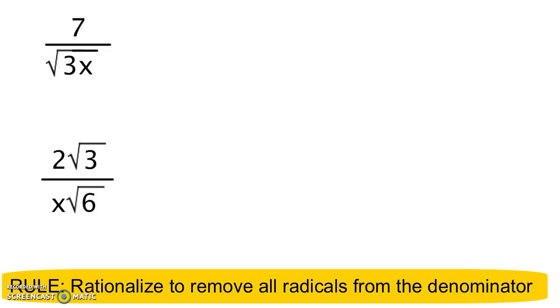The last thing we're going to look at is dividing. We've done the addition and subtraction. The last screen was multiplication. For dividing radicals, we're really talking about rationalizing the denominator.